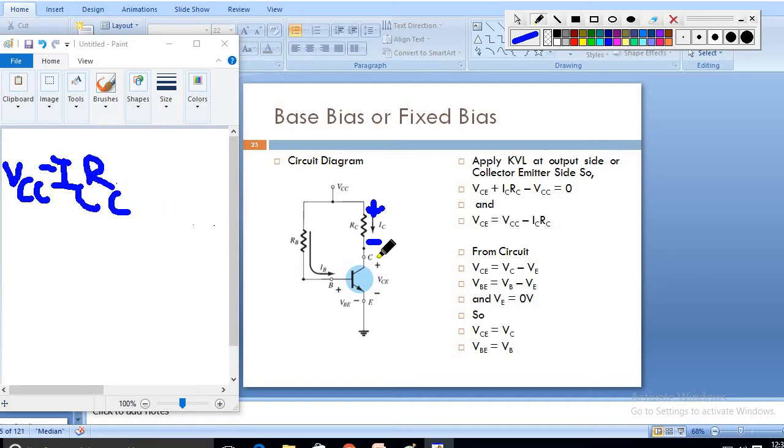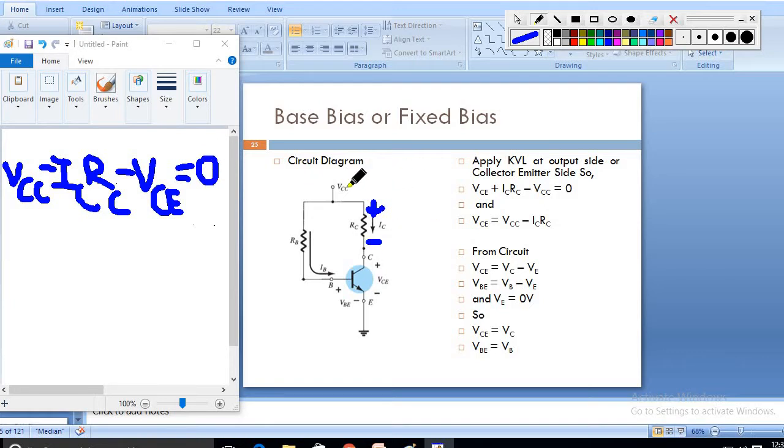Okay, and again coming to this VCE part, there is a fall in potential, plus to minus, so again I am writing minus VCE. Then equate it to 0. This is exactly applying KVL to the outer loop.